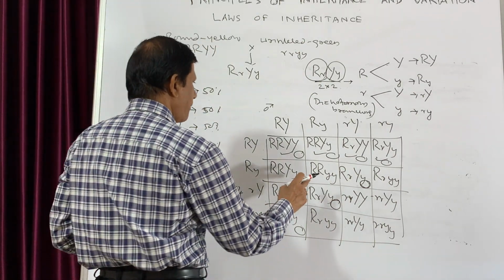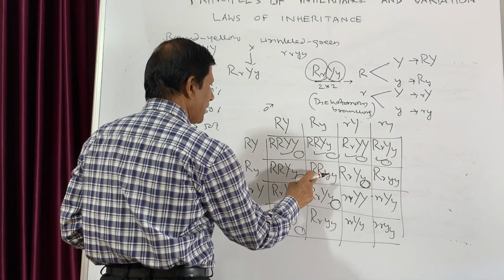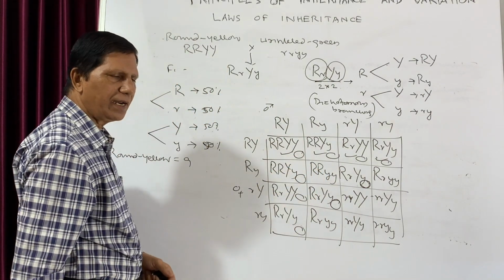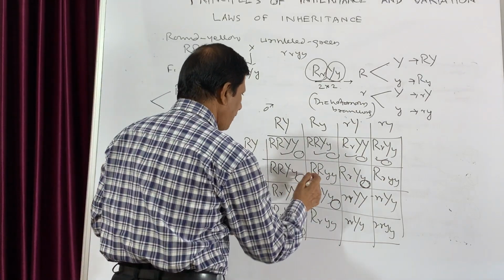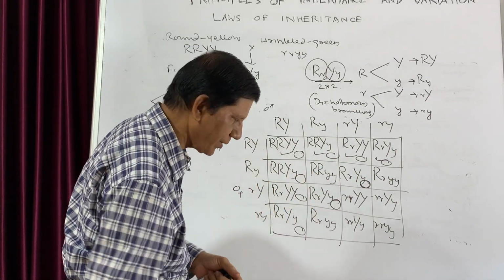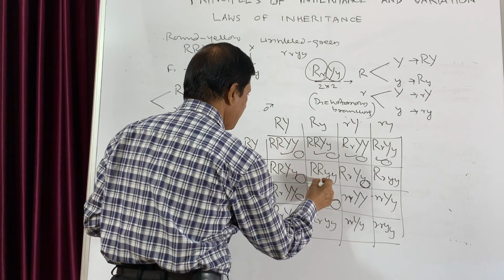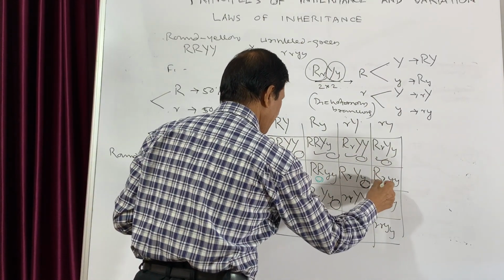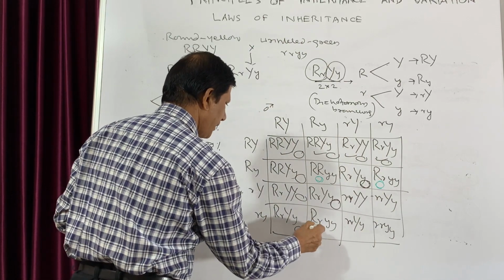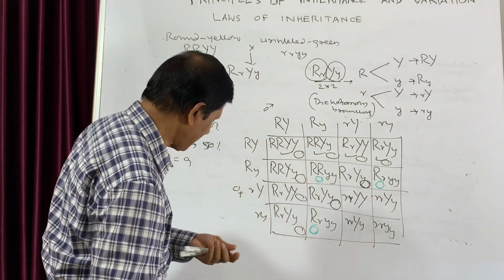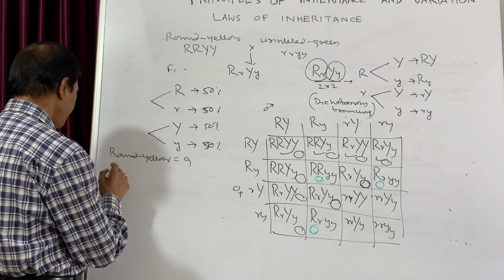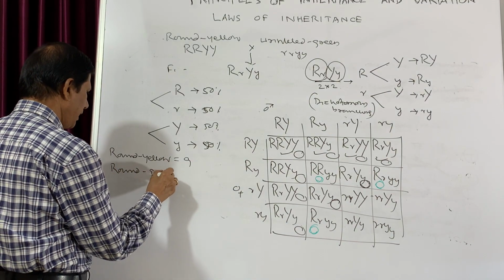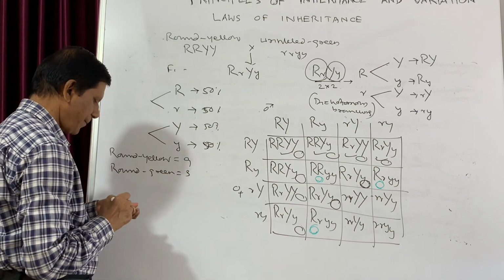Now you see, here what is happening? Here it is round, but small y is there. That means green. So such round and green, how many are there? Now you see, here it is round and green. Then here it is round and green. And here it is round and green. That means, see, at 3 places, round and green, there are 3 places.